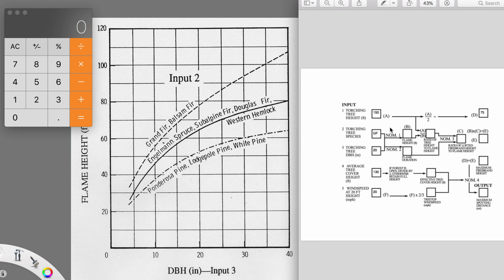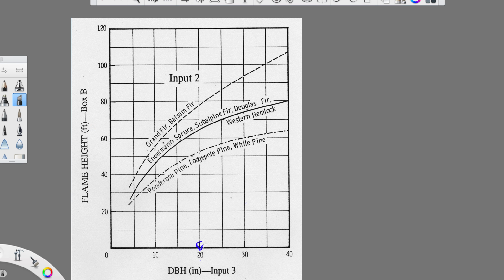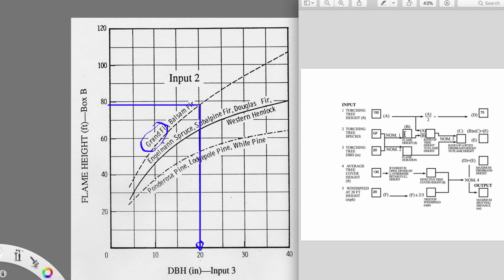For this B, we're going to take these two inputs and put them into our first nomogram. We need diameter at breast height, which we have here as 20, and then we need our turn line. We're going to use this one here, diameter of 20, and since it's a grand fir, we'll use this line. So we start down here at 20, come up to our turn line, and across. That brings us in here, 70, just below 80, so about 77. So we'll punch in 77-foot flames.